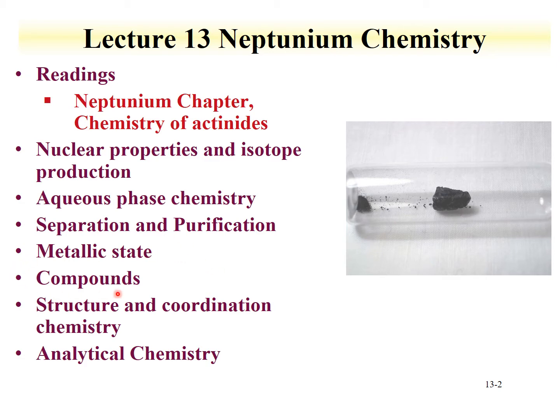We'll talk about Neptunium compounds, a number of Neptunium compounds that have been prepared, synthesized, characterized. We'll go into structure and coordination chemistry, the role of coordination chemistry in terms of oxidation state and the ability to explore some of the f electron properties. And then we'll end this lecture discussing the analytical chemistry of Neptunium, how one can determine Neptunium concentrations, what different methods can be used.